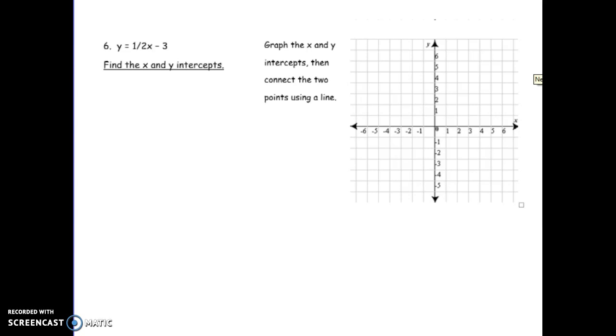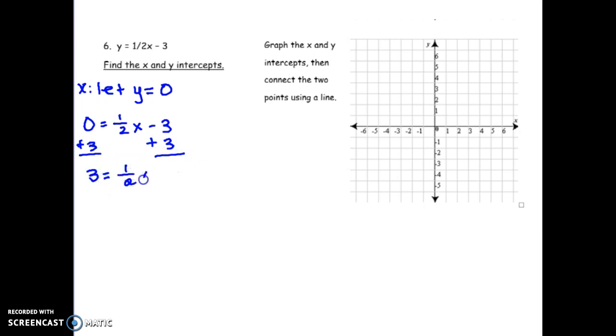Okay, now you should be coming back and let's check it. Finding the x and y intercepts. So for our x-intercept, let's let y be 0. So every place I see a y in this function, I'm going to put a 0. 0 is equal to 1/2 x minus 3. And I'm going to solve for x. So I'm going to add 3 to both sides. 3 is equal to 1/2 x. All right, now I'm going to divide both sides by 1/2, or multiply both sides by 2. So I've got 2 times 3 is equal to 1/2 x times 2. 6 is going to be equal to x. So my x is 6 and my y is 0.